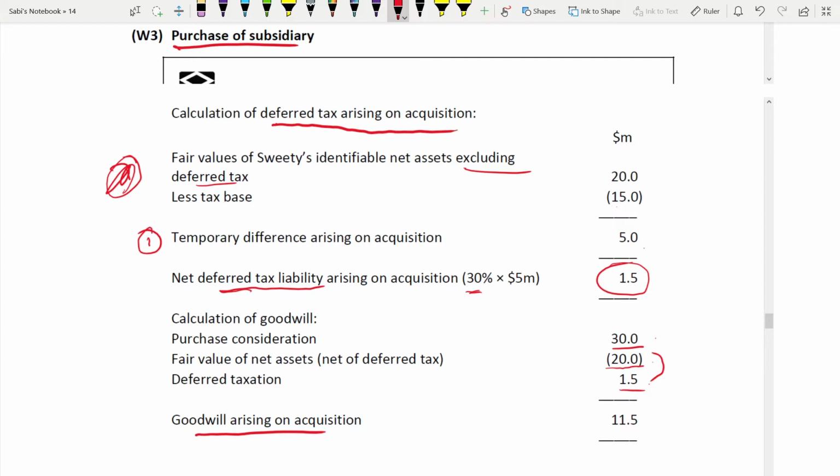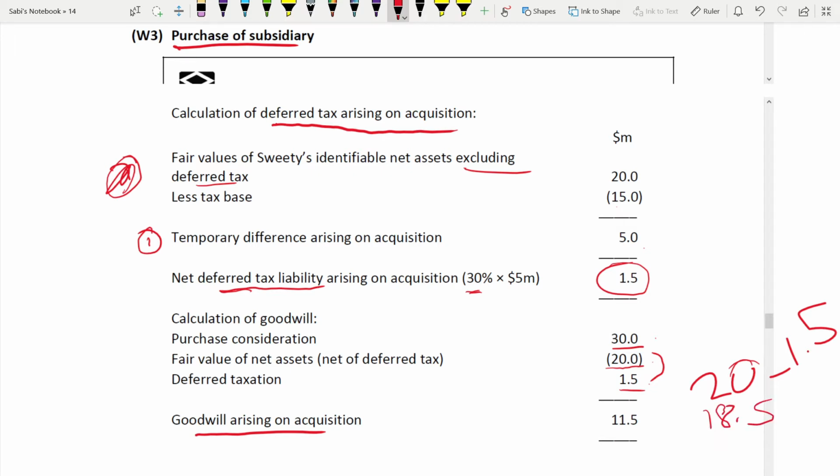Because most of the people, what they will do, they will go and minus 1.5. They will show 1.5 in the bracket. This needs to be understood. Why are you adding? See, deferred taxation, when you're putting it in the net assets, you deduct it from net assets. It's like 20 minus 1.5. Okay, 20 minus 1.5. That's what you do, because deferred taxation is a liability. It falls under liability. Assets minus liability. So if your liability increases, your net asset will reduce. So it's 20 minus 1.5. Hence, it will be 18.5, isn't it?